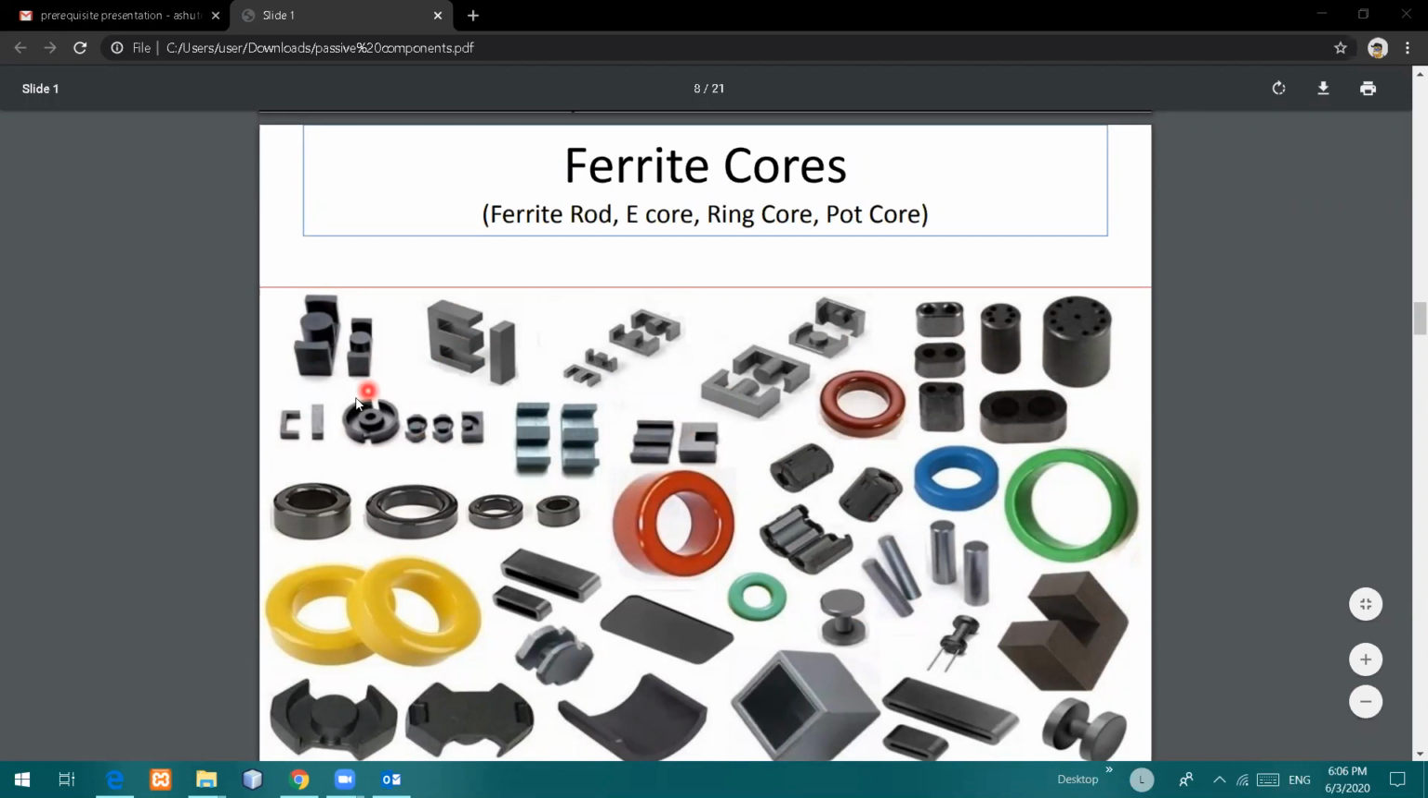Then this is the pot core. Similarly, this is the L core. So all these are the different types of photographs for the ferrite core available in the market. Using these ferrite cores, you can design your own inductors as per your requirement, need and wattage.